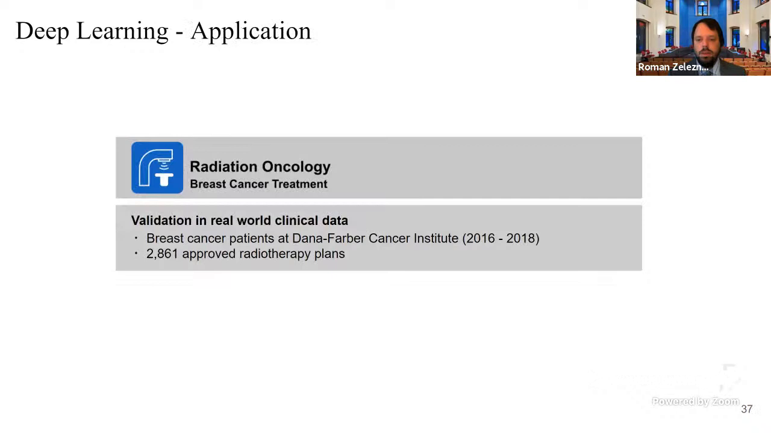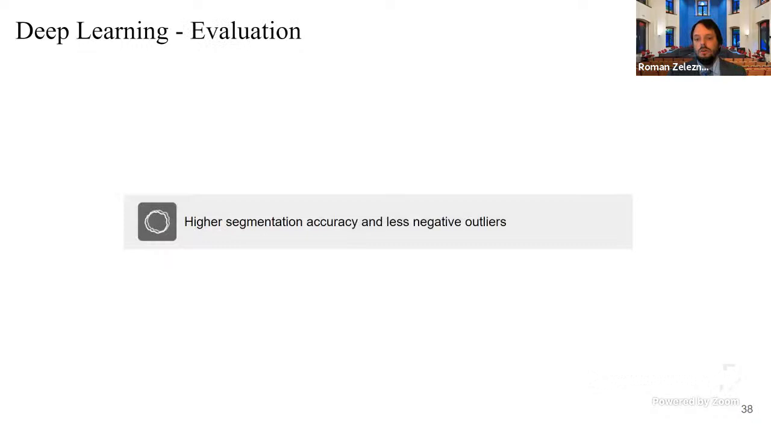We also applied our heart segmentation to a set of 2,800 breast cancer CTs from the radiotherapy treatment plans from our institute, with patients from 2016 to 2018, and compared them to the approved manual segmentations. Overall, our analysis showed that the deep learning system had a higher segmentation accuracy compared to the manual segmentations, with fewer negative outliers.